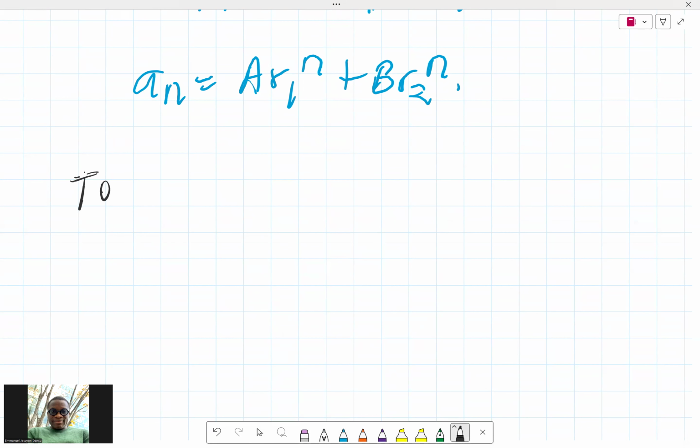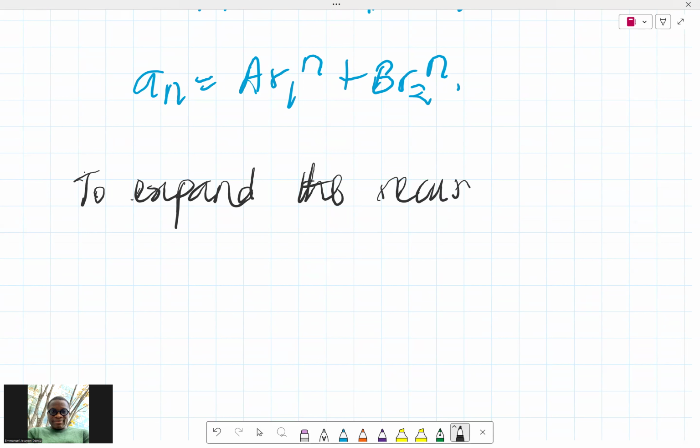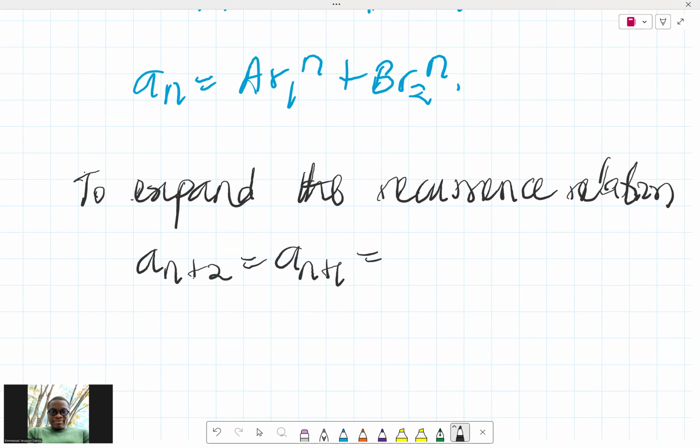we can now expand the recurrence relation, which is a n plus 2 equals a n plus 1 plus a n. This is the characteristic thing about the Fibonacci sequence, that each term is the sum of the 2 previous terms. So here we need the following steps.